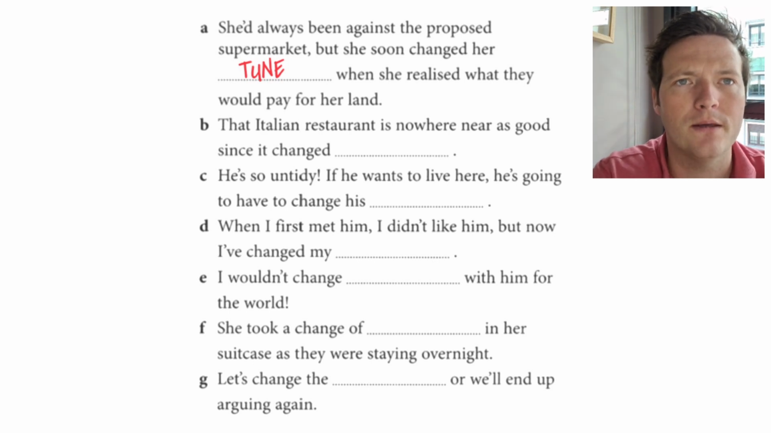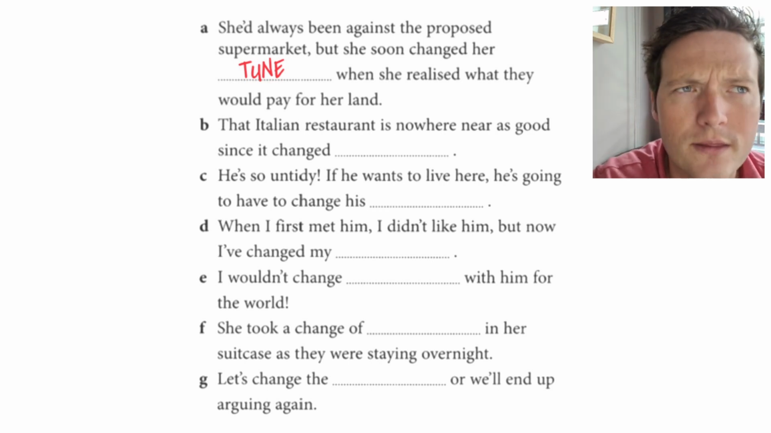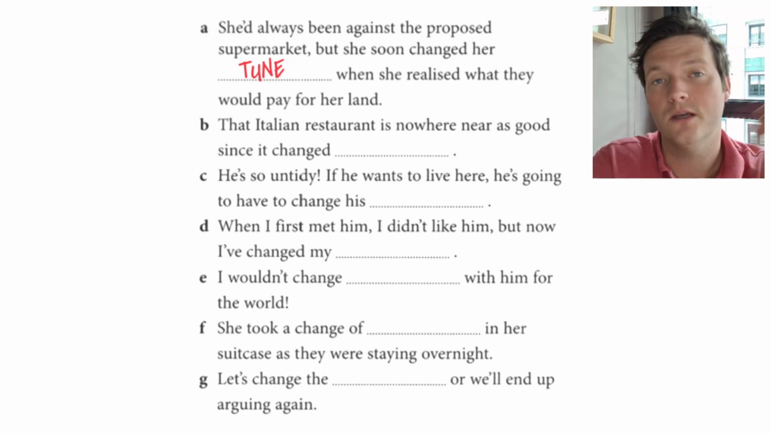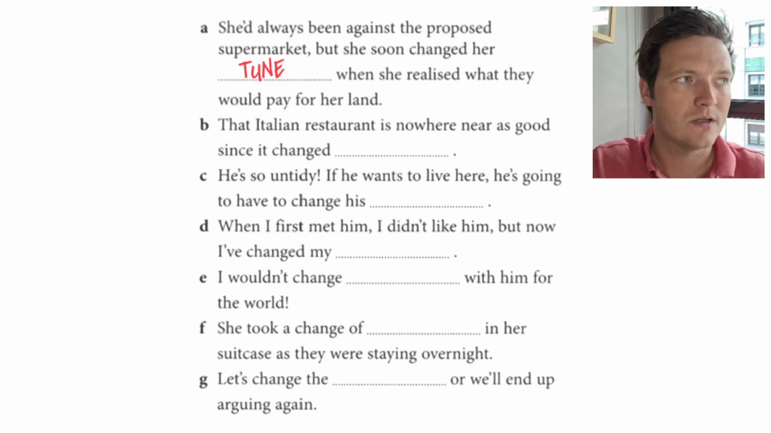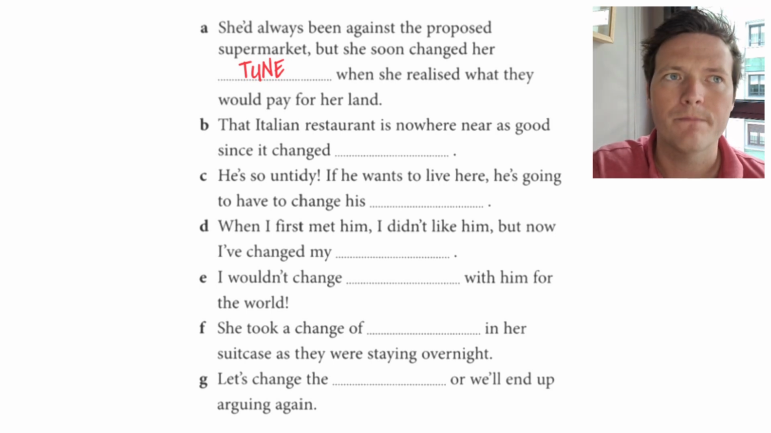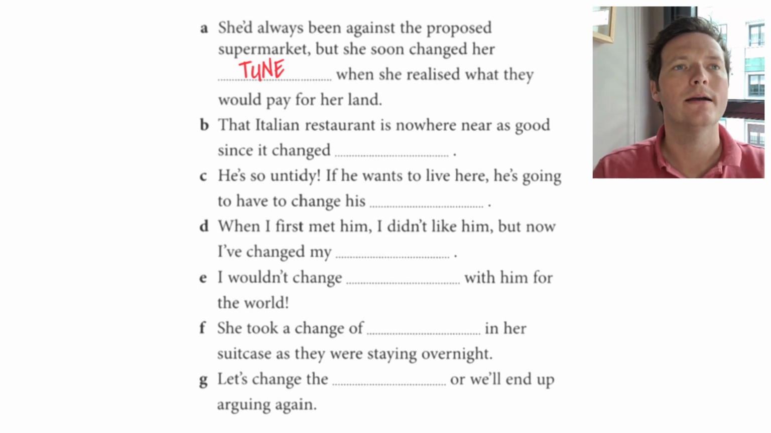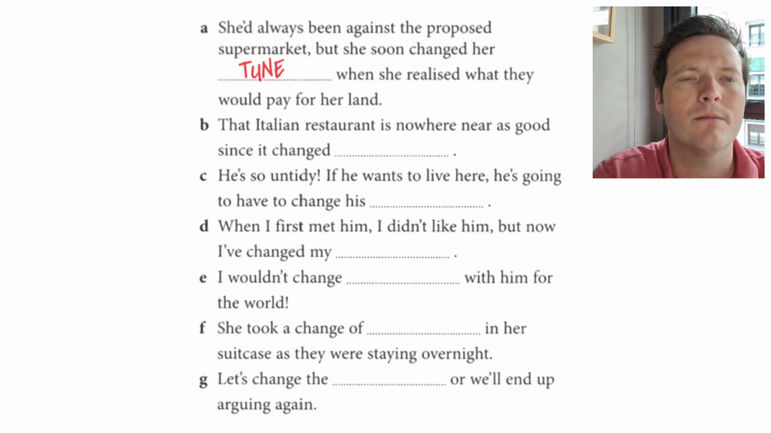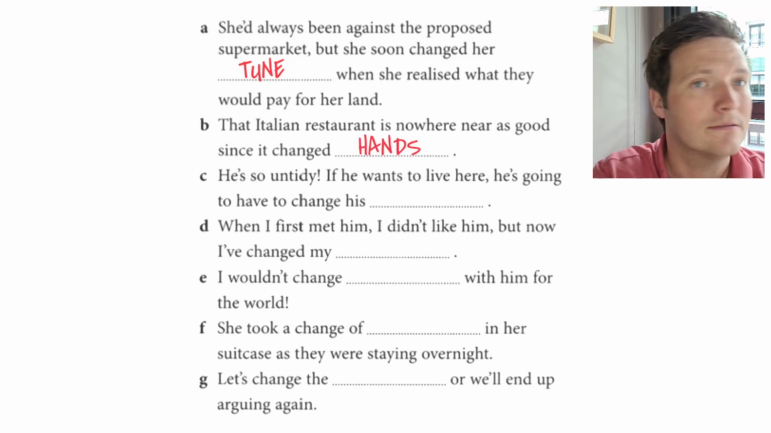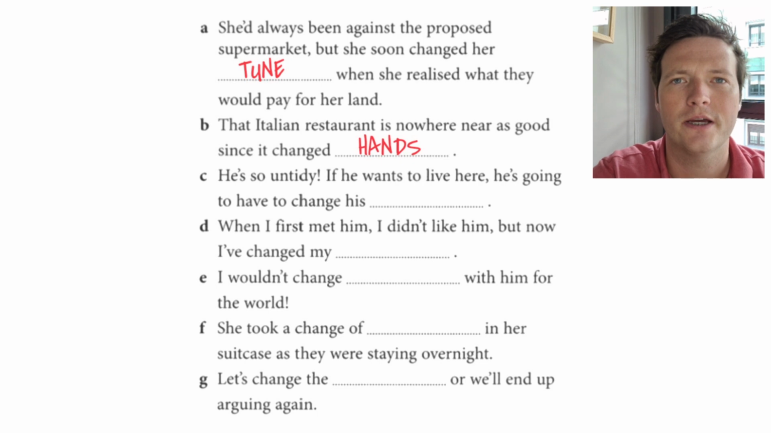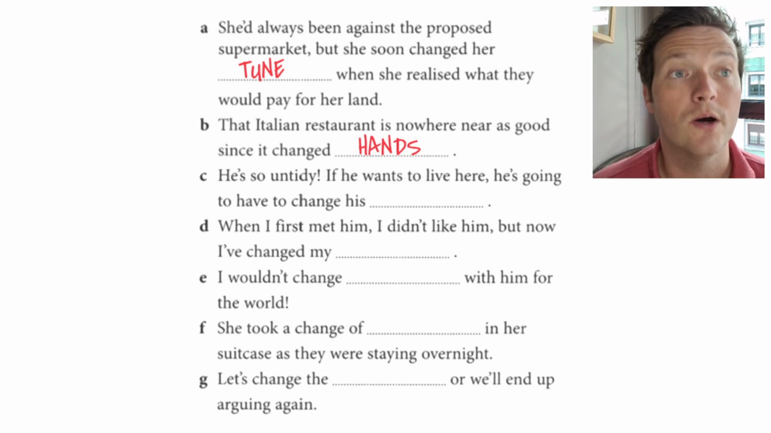Okay. B. That Italian restaurant is nowhere near as good since it changed. Okay, so I think what we mean to say here is since the owners changed. No, since it changed, since it came under the management of another entity or person or group of people, since it changed hands, I think is what we're going to say here. I guess we'll find out. Since it changed hands, since it moved on to new owners, basically.